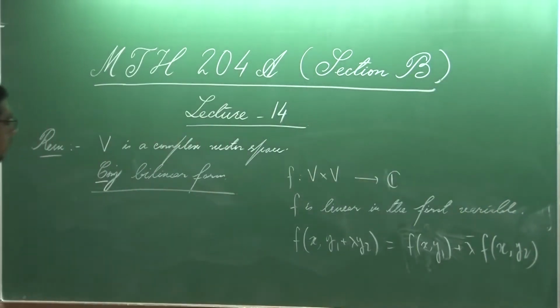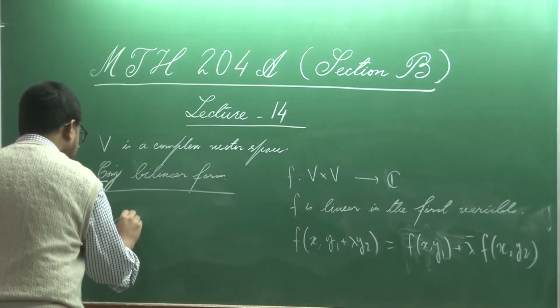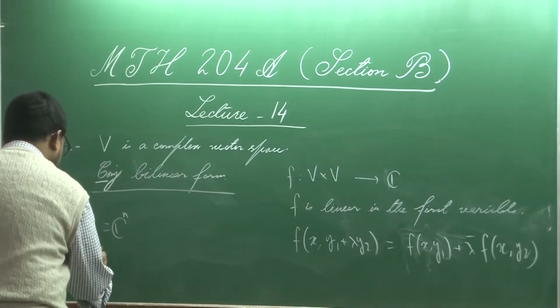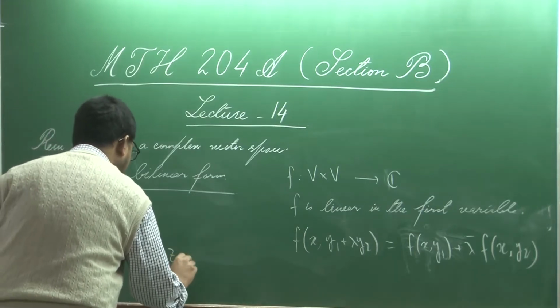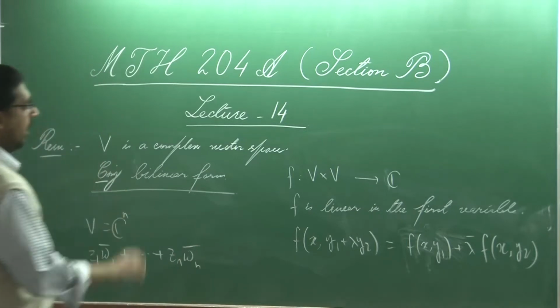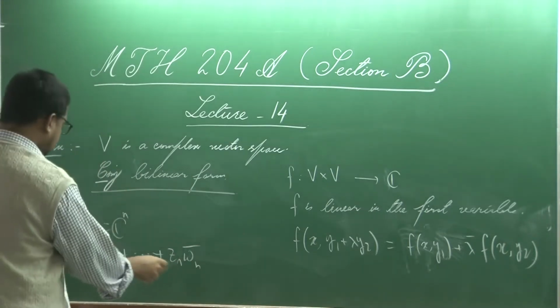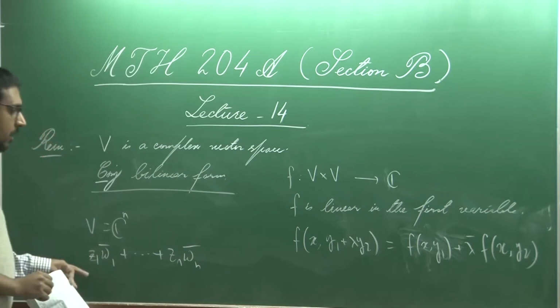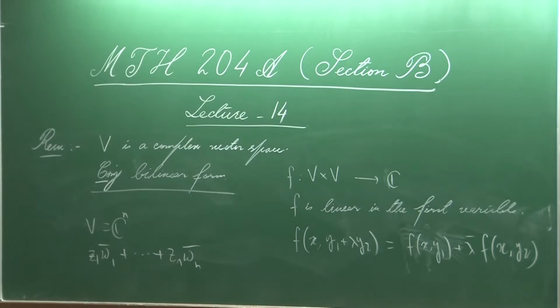What is an example of this conjugate linear form? Take V to be Cn. The form will be z1 w1 bar plus up to zn wn bar. You can see that this is basically the usual complex inner product. So you can regard this as the generalization of the usual complex inner product. For the complex inner product, one conjugation comes from the second component.